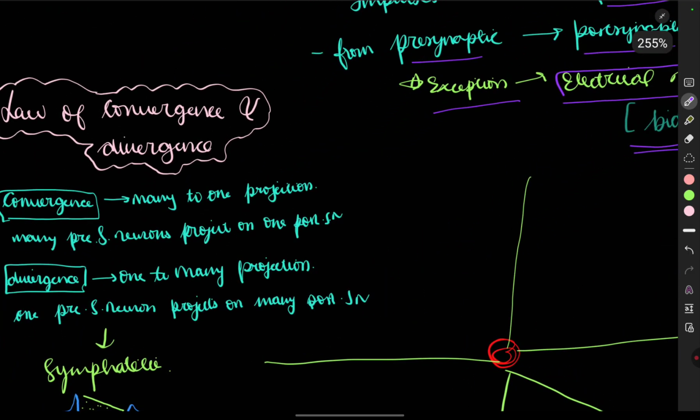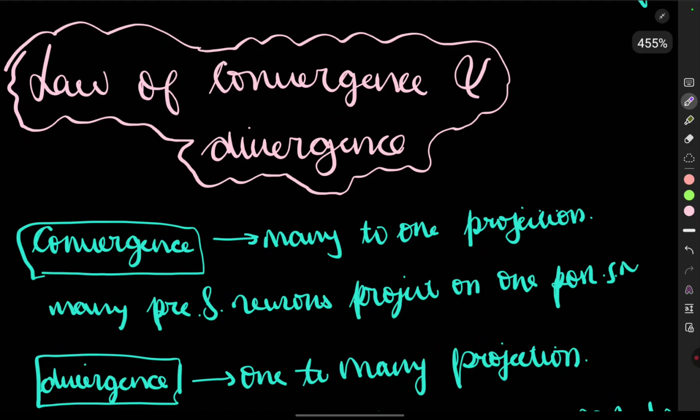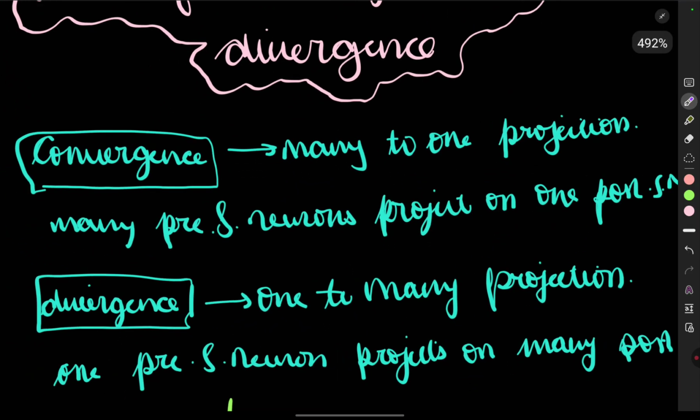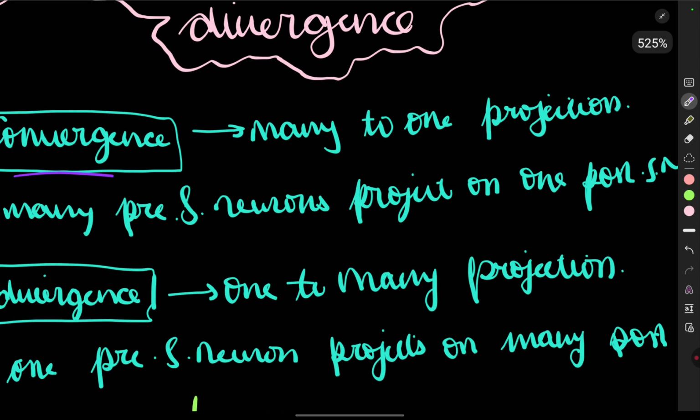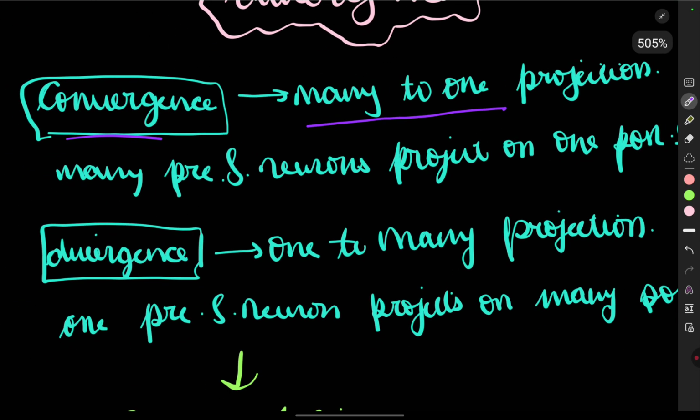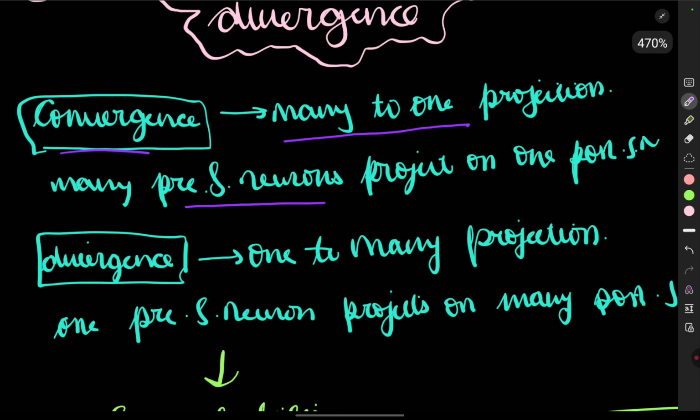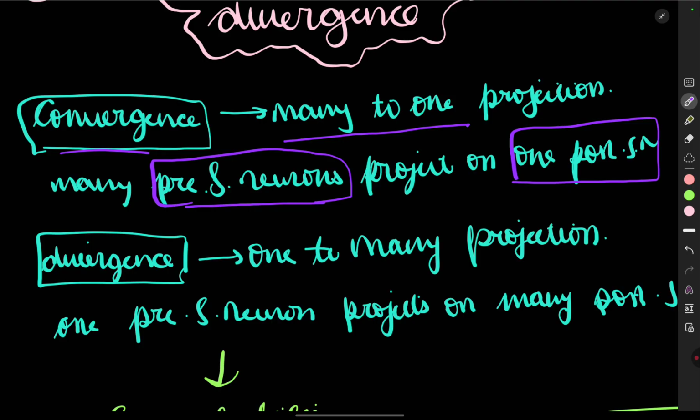Now coming to the second law, it is the law of convergence and divergence. What does convergence mean? Many things or many particles coming at one particular point is called convergence. So, many to one projection: many presynaptic neurons project on only one postsynaptic neuron, which causes convergence. So this is called convergence.